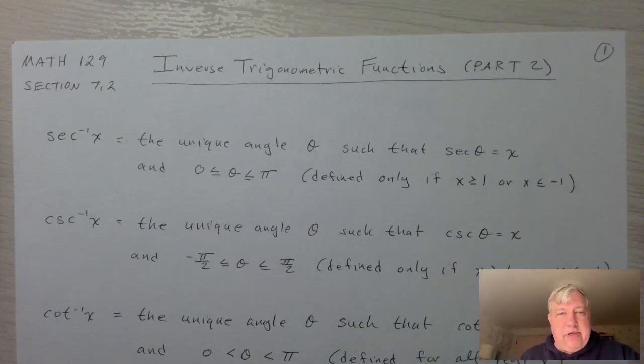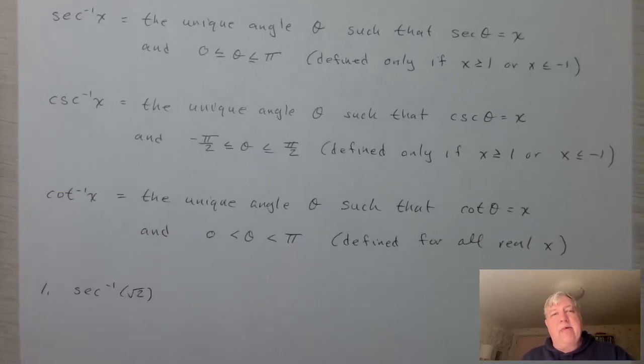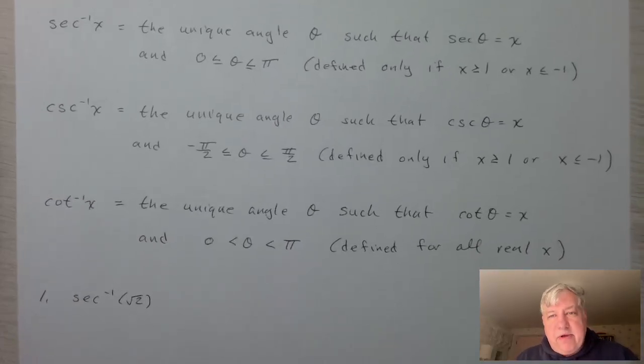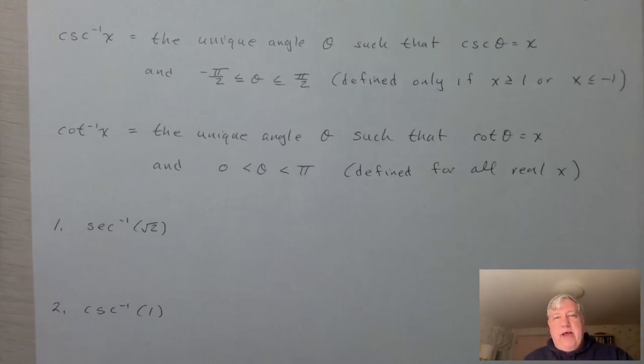Similarly, the inverse cosecant of x is the unique angle theta such that the cosecant of theta is equal to x, and theta is between negative pi over 2 and pi over 2. This is the same range as the inverse sine function. Again, we need x to be greater than or equal to 1 or less than or equal to negative 1. Finally, the inverse cotangent is the unique angle such that the cotangent of theta is equal to x, and theta is strictly between 0 and pi. In this case, x can be any real number because the cotangent can be any real number.